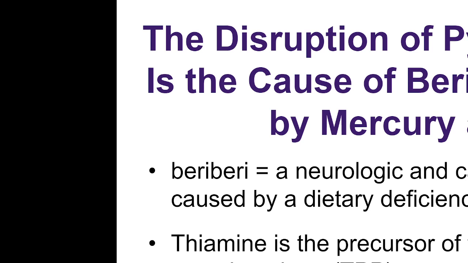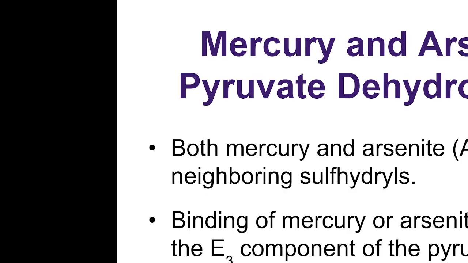This transketolase we haven't actually hit yet. We'll hit that in the pentose phosphate pathway. This is an enzyme in that pathway to convert different sugars. So the patients with beriberi have higher than normal levels of pyruvate and alpha-ketoglutarate in their blood.